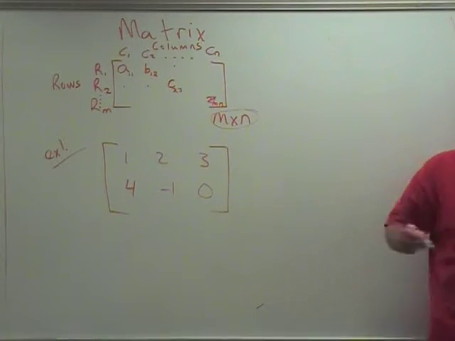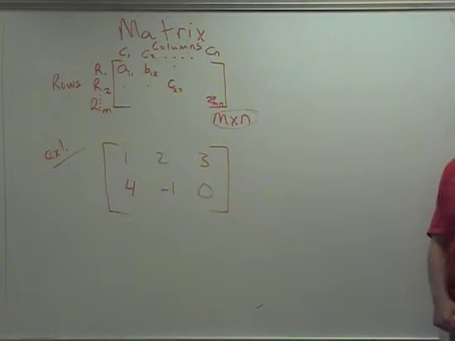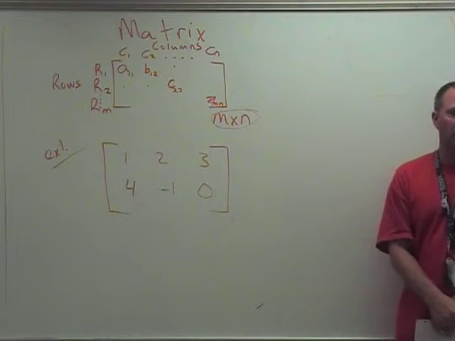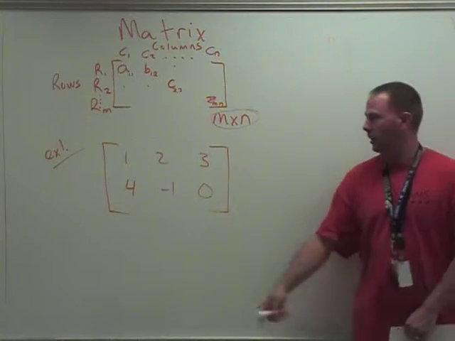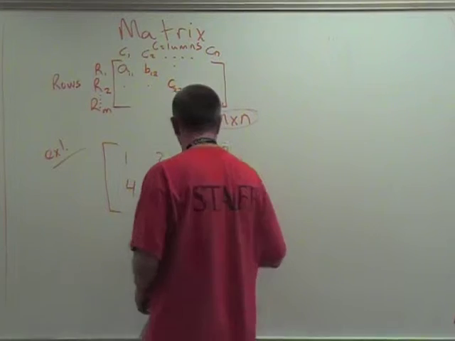Min, what size is this matrix? What size? Yeah. Rows by columns. 2 rows by 3 columns. So this is a 2 by 3.